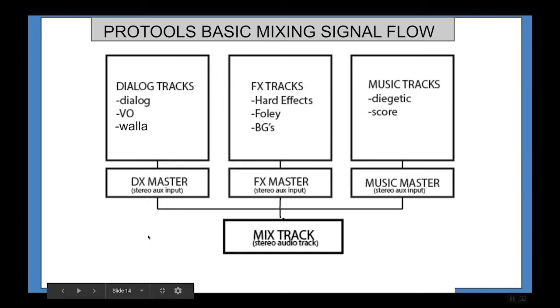So let's say you want to make an adjustment to the dialogue. The dialogue needs to come up a little bit. Rather than going into individual tracks and nudging them up, you can just take your master and push it up a little bit. So these masters then get combined to a mix track, which would be the stereo, 5.1, whatever your final print master is going to be.